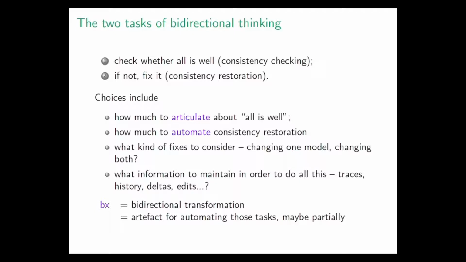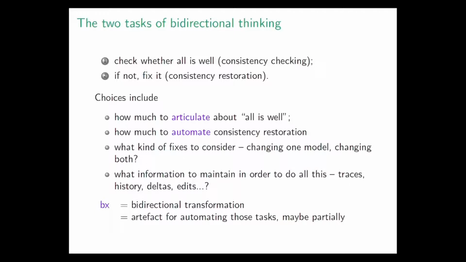There are choices of what classes of fixes to consider. Should we be allowed only to change one model, or should we be allowed to change both in order to restore consistency? And what kind of information should we maintain in order to do all of this? Should we just use the models themselves, or should we also expect to make use of trace information or histories, deltas, edits, extra information to help us do a better job of checking and restoring consistency?